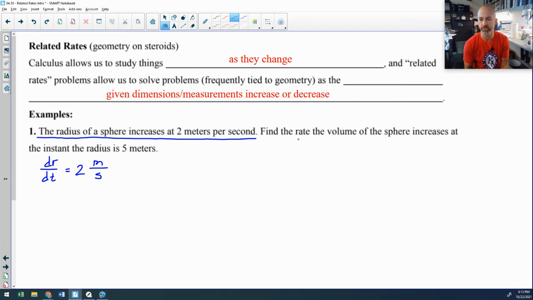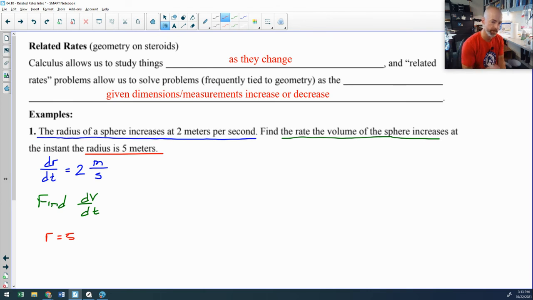Find the rate. So here's the question: find the rate the volume increases. I'm trying to find the rate the volume increases, which could be V prime, but I'm going to call that dV/dt, the rate the volume increases. And then they give me a measurement right here: at the instant the radius is 5 meters. So I'm looking at a point in time when the radius itself, not dr/dt, but the radius itself, is 5 meters. And anytime you are given a measurement like that, you want to think, does that measurement change or is it constant? In this case, the radius is changing. They already told you that the radius is increasing.